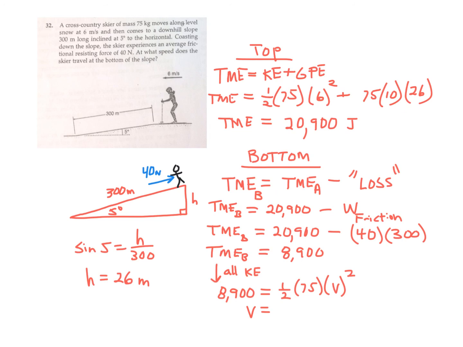Well, when you get to the bottom, all that mechanical energy will be kinetic, because they'll be moving with some speed, but we have no relative height now based on ground level at the bottom of that hill, if we call that our zero level of GPE. So you just plug into the kinetic energy formula, 1/2 mv squared, solve for v, and you got it.